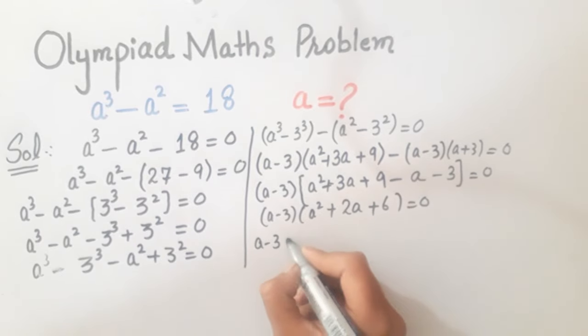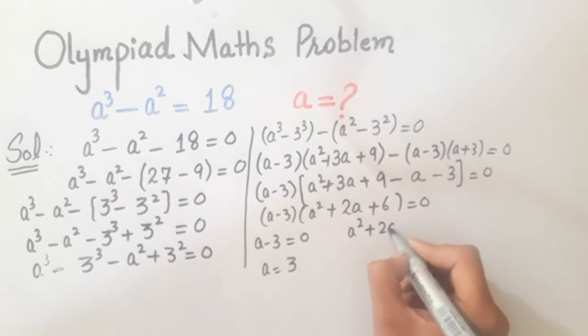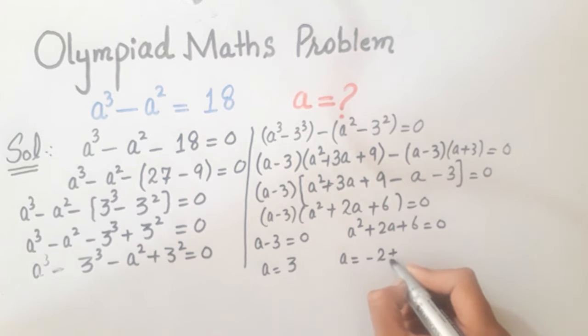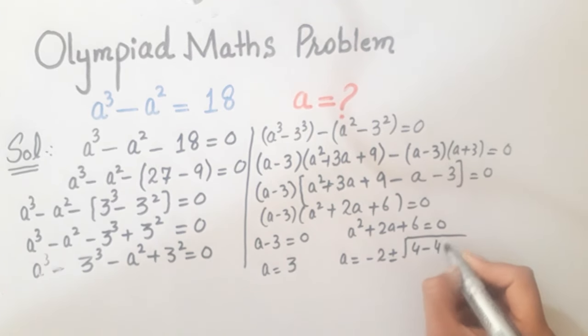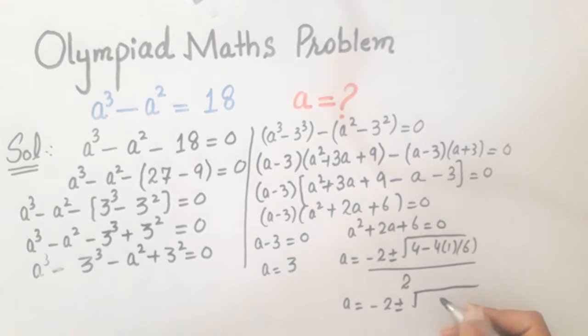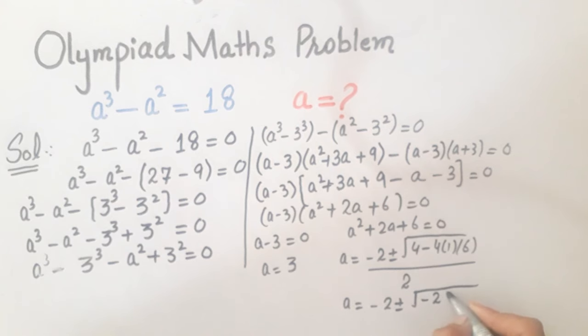We have a minus 3 equals 0, that implies a equals 3, and for this one a square plus 2a plus 6 equals 0. We will apply the quadratic formula on this. So minus b plus minus root of b square minus 4ac, 1 into 6, divided by 2a. So a equals minus 2 plus minus root of 4 minus 24, which is minus 20, divided by 2.